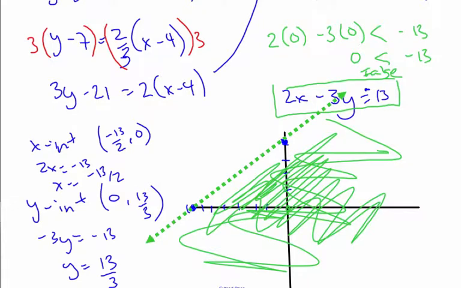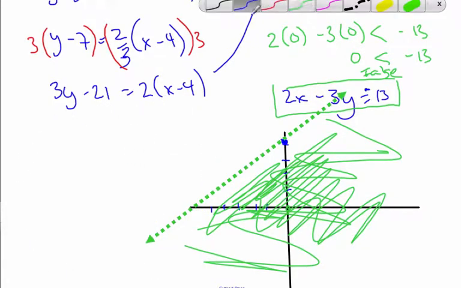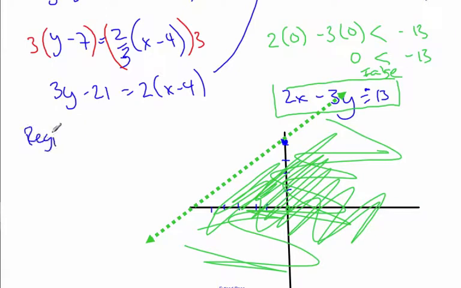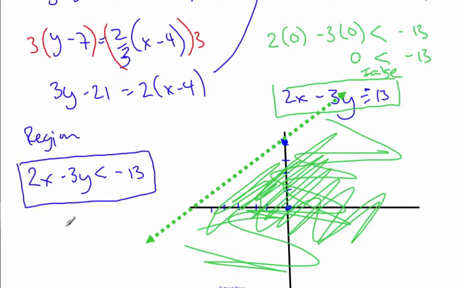So my region is going to be, where can I write this? Running out of room. I'll do it in blue. So my final region is 2x minus 3y less than negative 13. There's no equal sign because it's dotted. And because 0, 0 is false, I want it to be a less than sign. That's the final answer. Wow, a bit to do there.